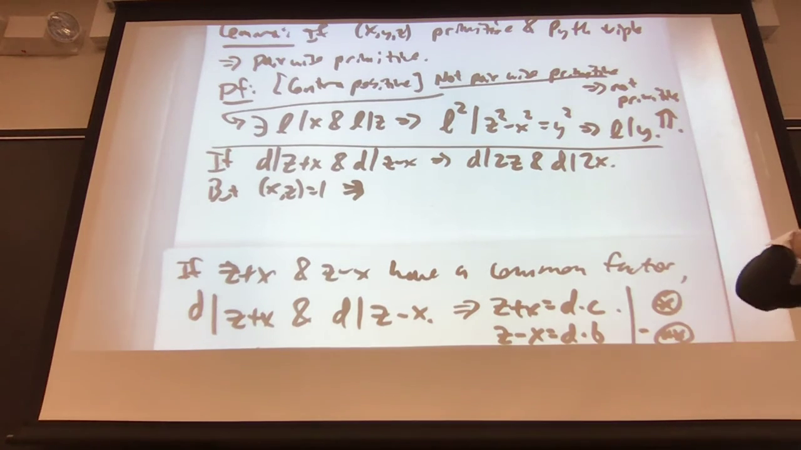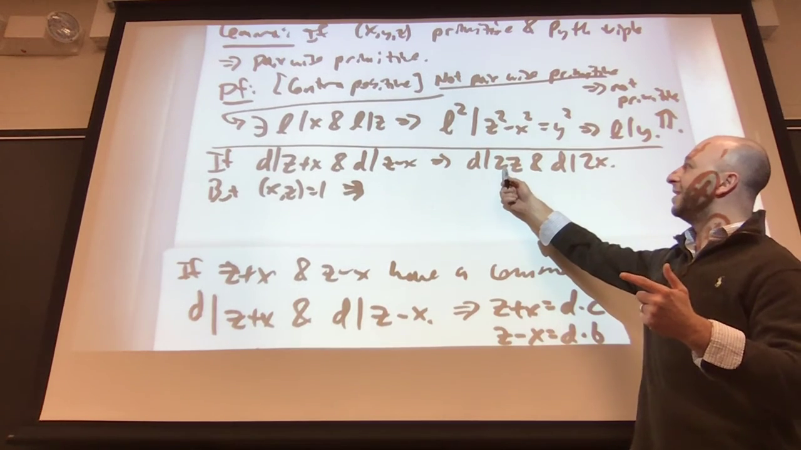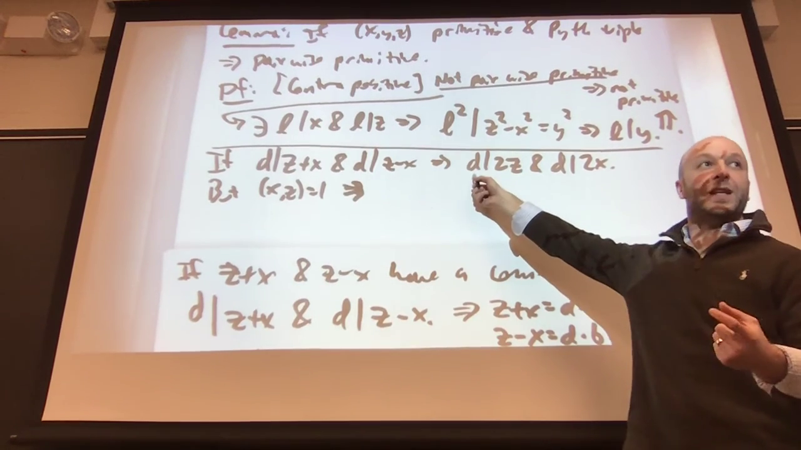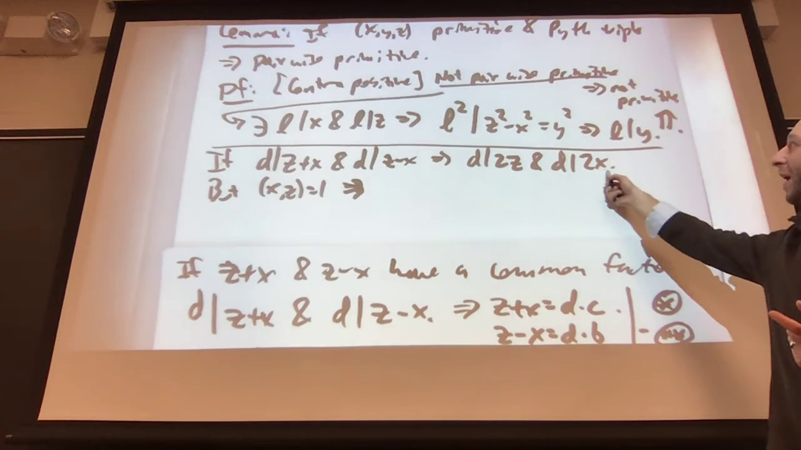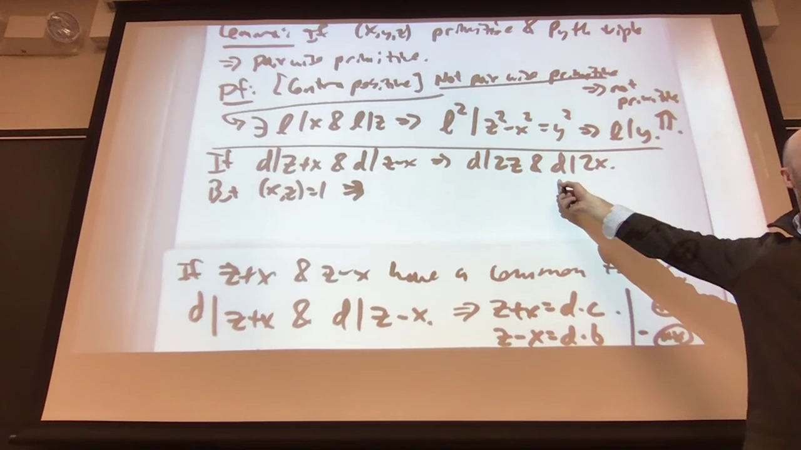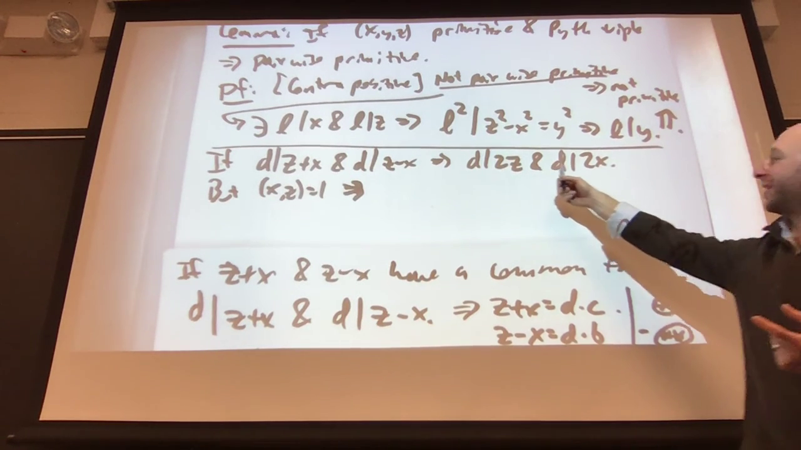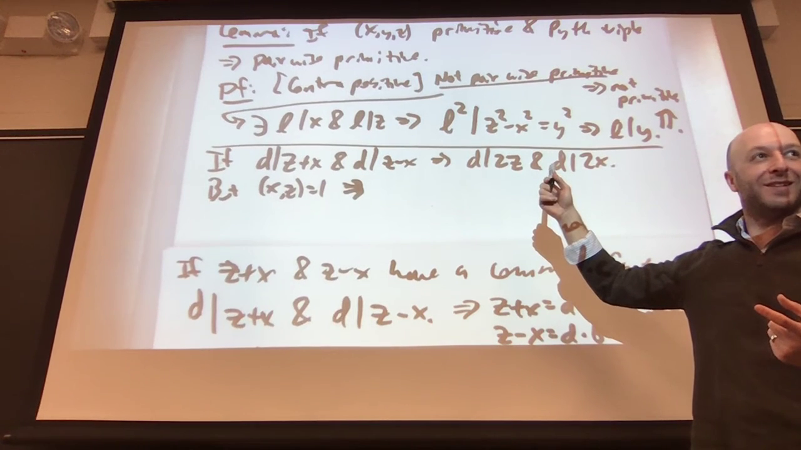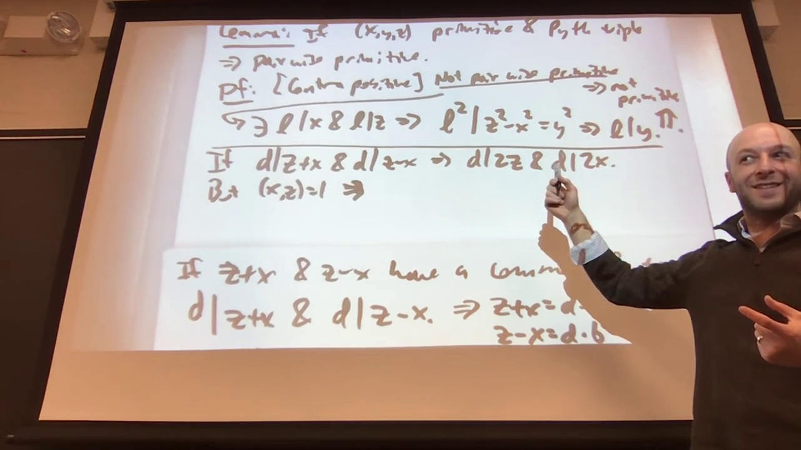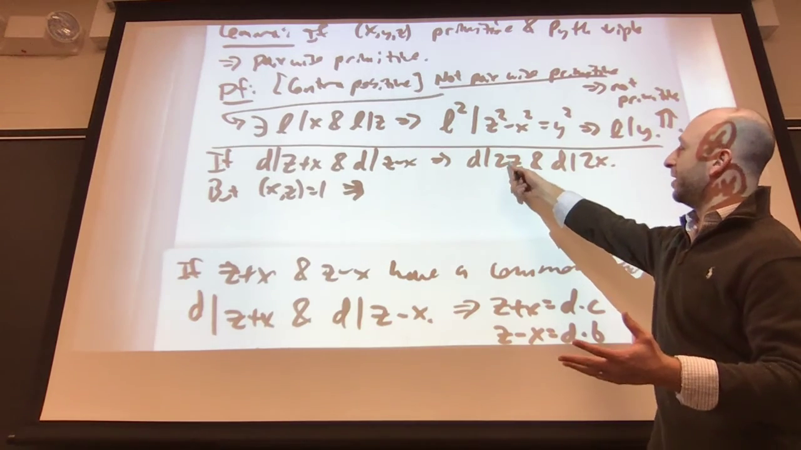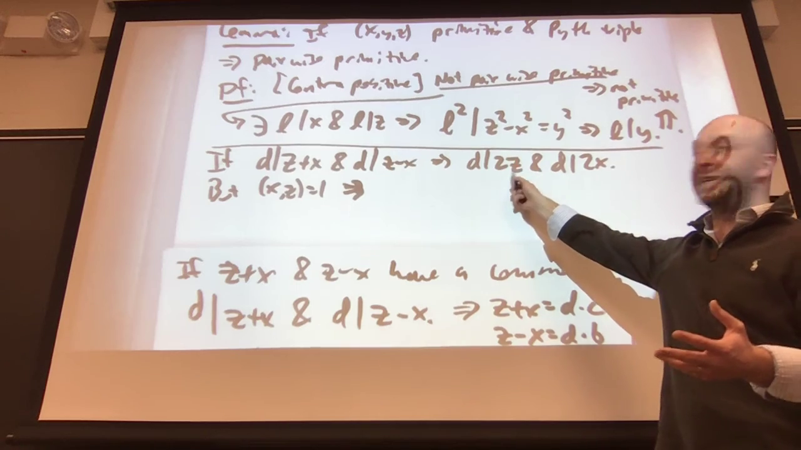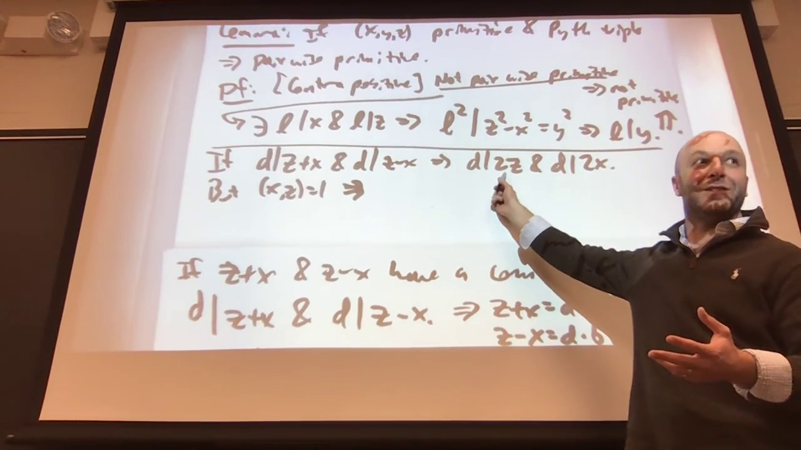Other way around, that would be if 2z, so maybe it's this notation. 2z is a multiple of d, and 2x is a multiple of d. But x and z are coprime, have no factors in common. So think about prime factorization. So this is 2 times the product of all the primes and their prime powers that divide z. And d is some combination of all of those.